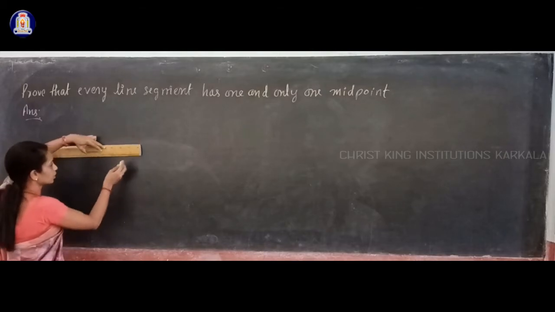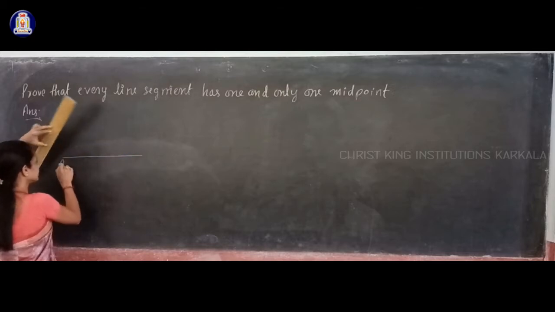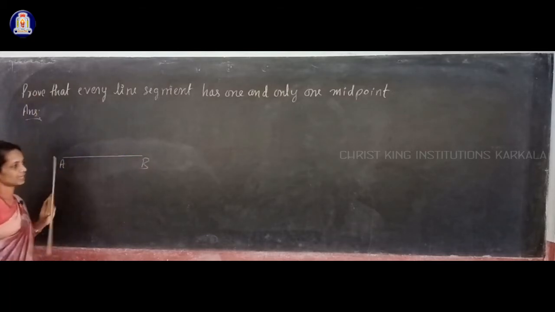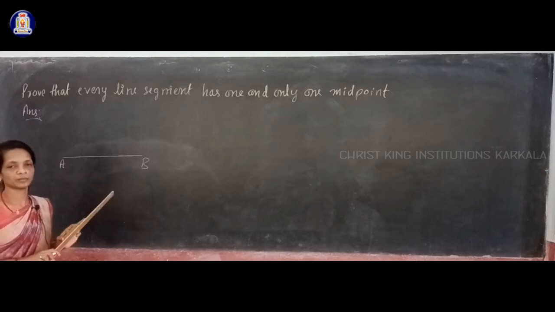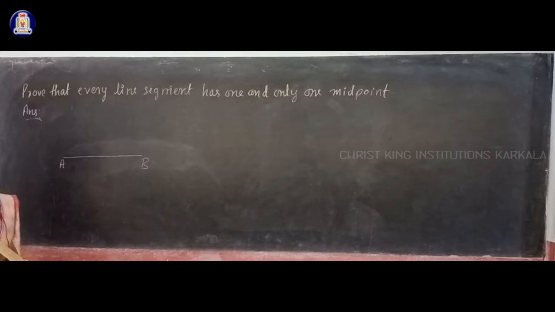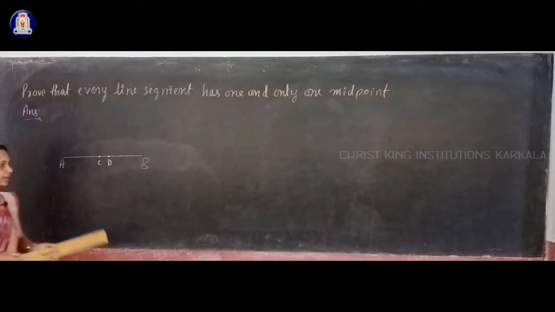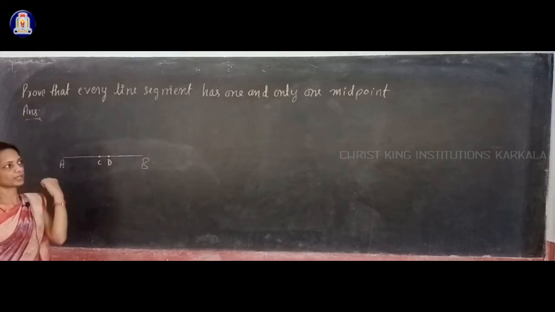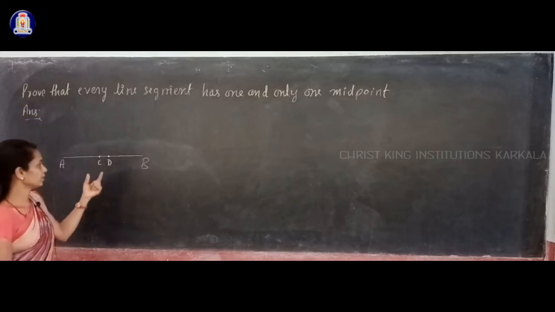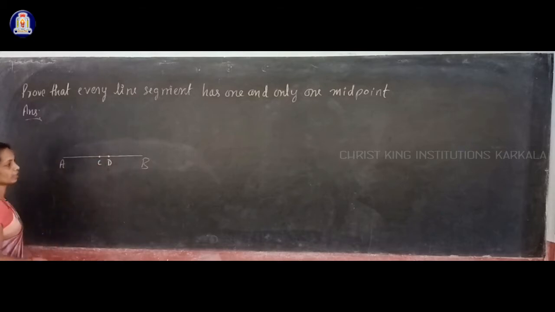So you take one line segment, I'll take that as AB. Now we have to prove this line segment has only one midpoint. If not, then what? It has more than one midpoint. I'll take AB has two midpoints, C and D. C and D are midpoints of AB. To prove that every line segment has one and only one midpoint, we take, if possible, let there be two midpoints C and D for a line segment AB.